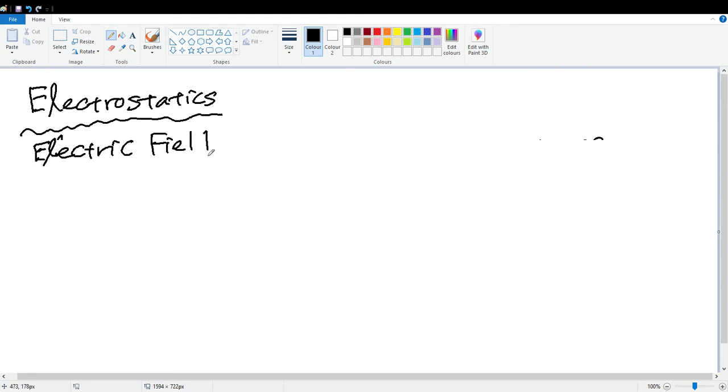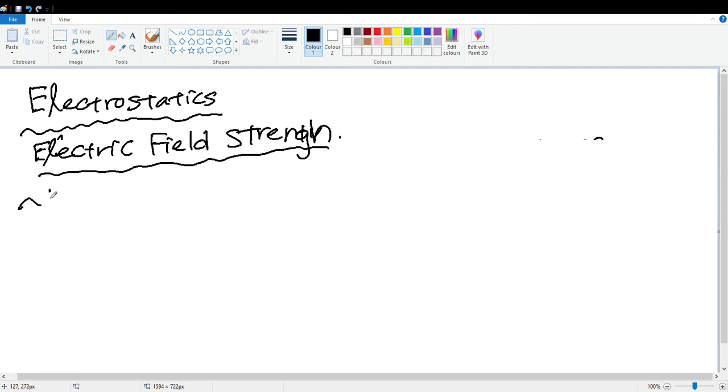Field strength. So we have the gravitational field and we have the electric field. So we have the gravitational field strength and hence we also have the electric field strength. Same concept but different description. Okay, so what is actually the definition for electric field strength?